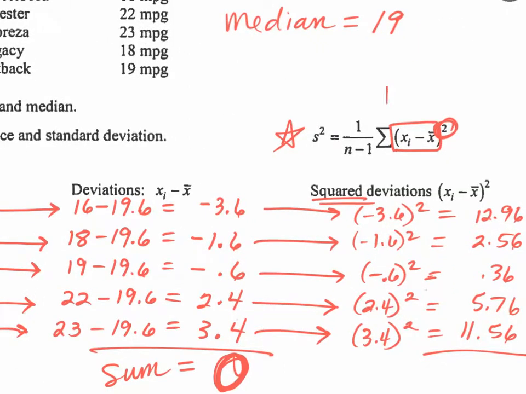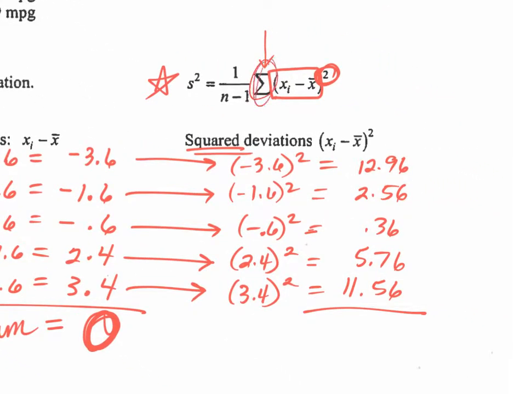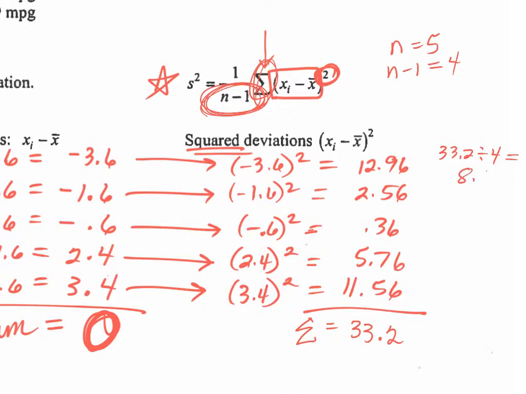So what is next in the formula to do with those squared deviations? Sum them up. So we are going to sum all those up. And the sum of those squared deviations is 33.2. All right. Now, according to the formula, what's the next thing that we do? Divide by n minus 1, which if n is the number of items, and there were 5 cars, so n minus 1 is 4. So I'm going to take 33.2, and I'm going to divide it by 4, and I get 8.3.